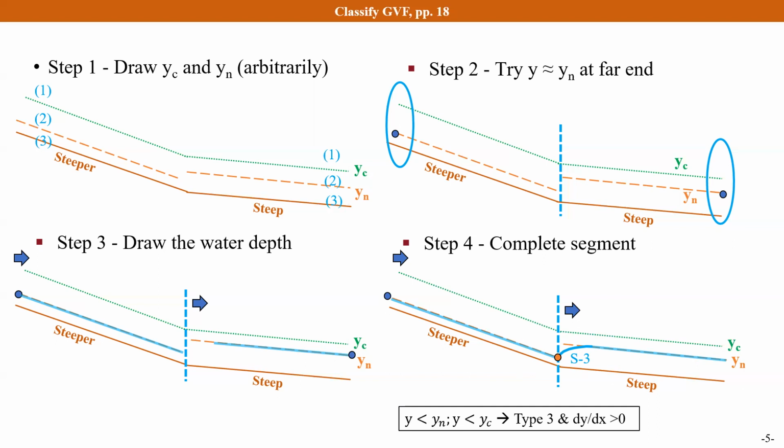The dy over dx should be larger than 0, which means that the flow after the starting point, the orange dot here, should increase along the channel until it approaches the normal depth.